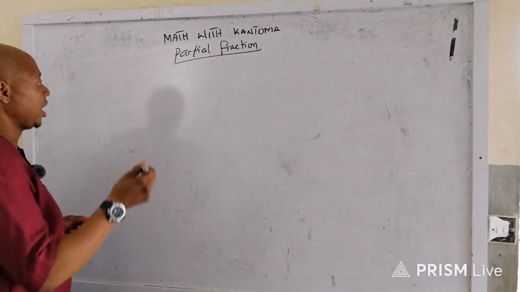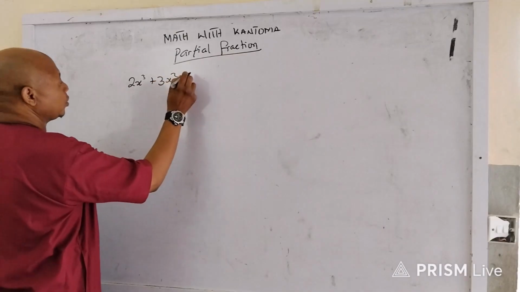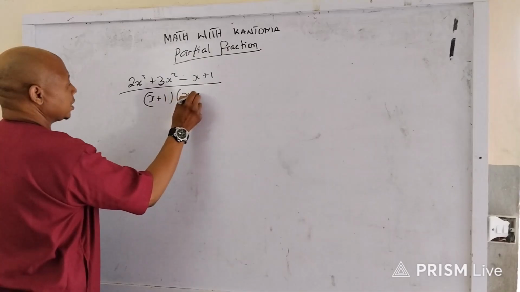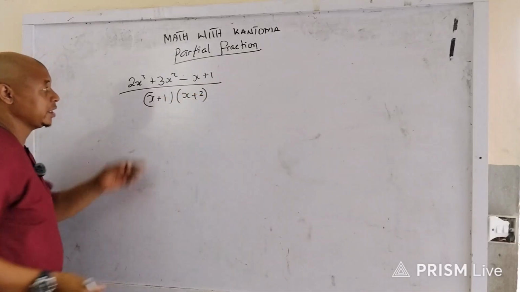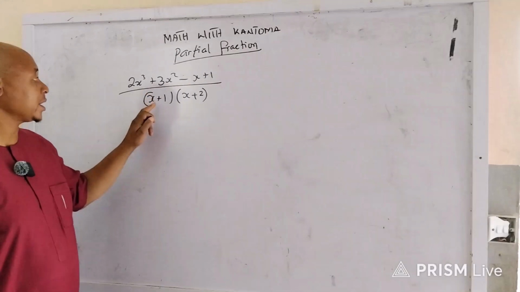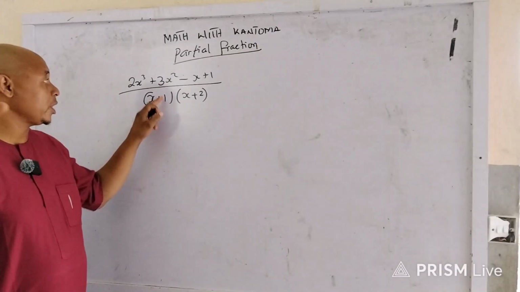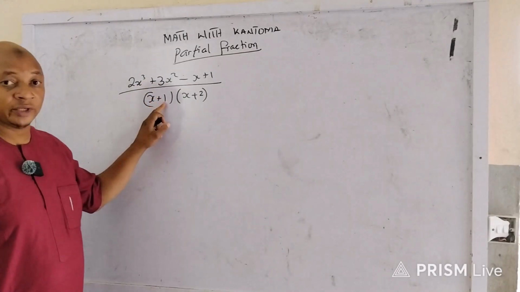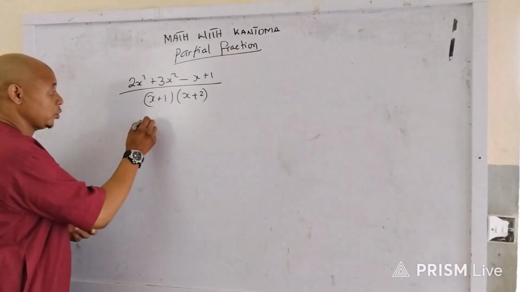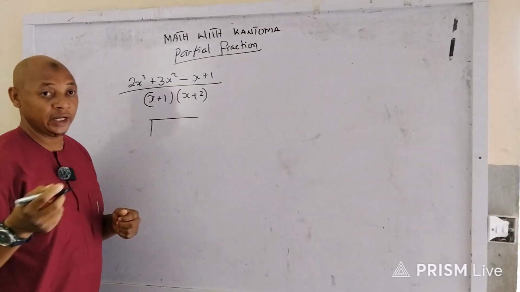That is to say, if we have the numerator as 2x cubed plus 3x squared minus x plus 1 divided by (x plus 1)(x plus 2). If we are dividing this, we see that the degree of the numerator is greater than that of the denominator. So since it is greater, we are going to divide the fraction using the long division format, which we all know from polynomials.